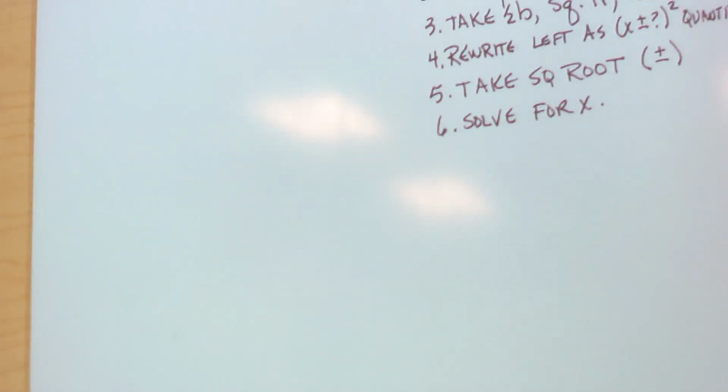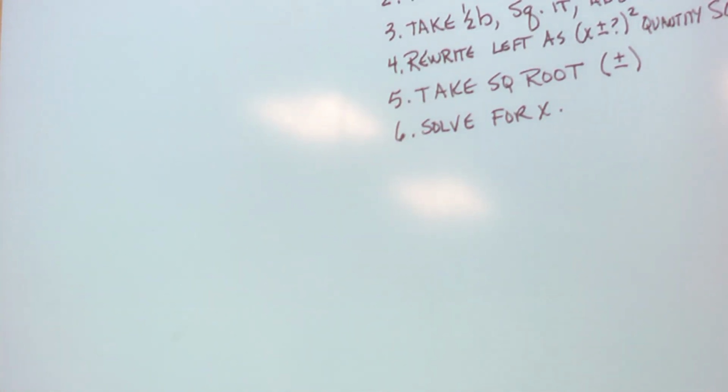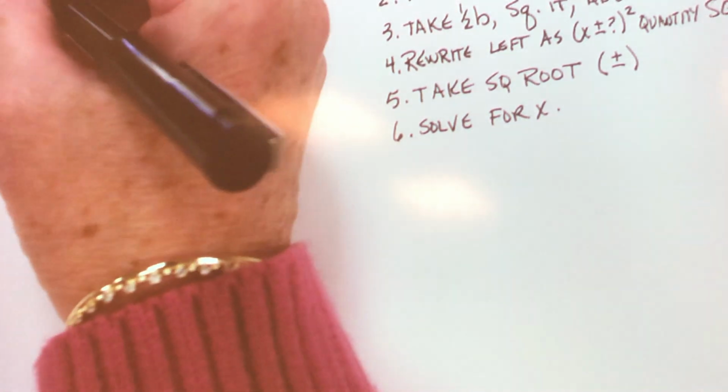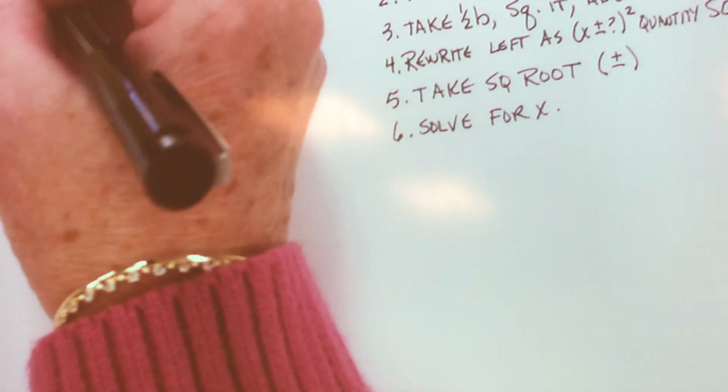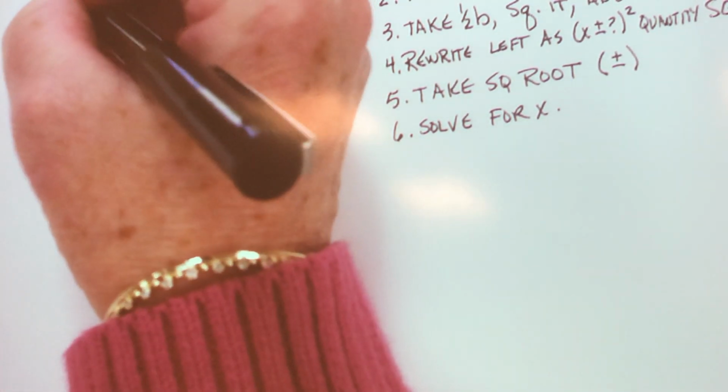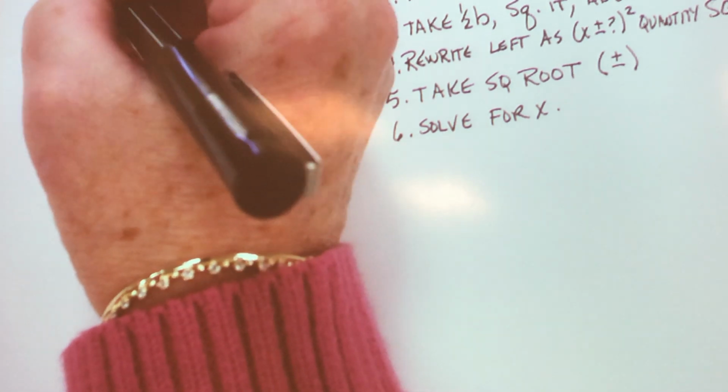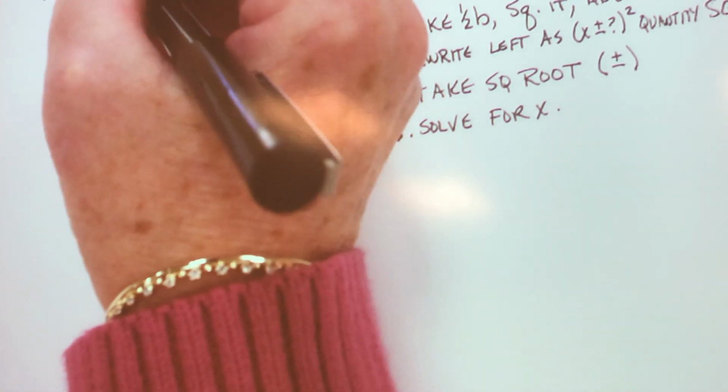Anybody got a question? Okay, so these are the rules for completing the square. It looks like it's going to be really involved, but it's not going to be so bad. So let's try a problem. This is example 3. It looks like this: x squared minus 12x plus 4 equals 0.